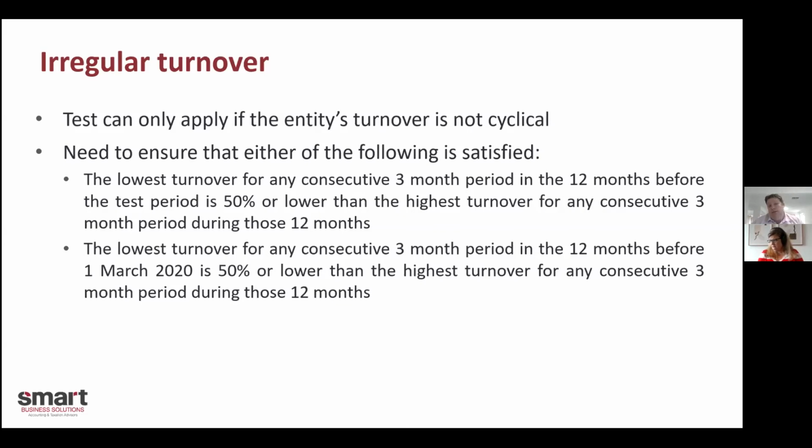Similar to the substantial increase, we can also test from the 12 months before 1 March 2020. Same test again: you take the 12 months before 1 March 2020, you divide that into 4 equal lots, and you calculate the GST turnover for each of those 4 quarters. You take the lowest one and check if that is 50% or lower than the highest quarter for that period. If so, then you are eligible to use an alternative test.